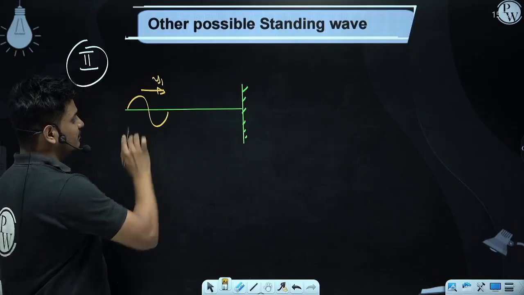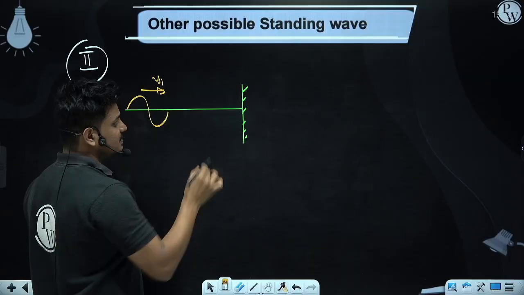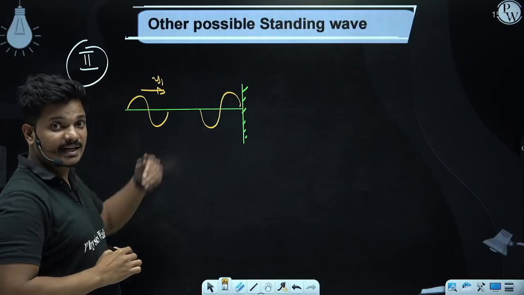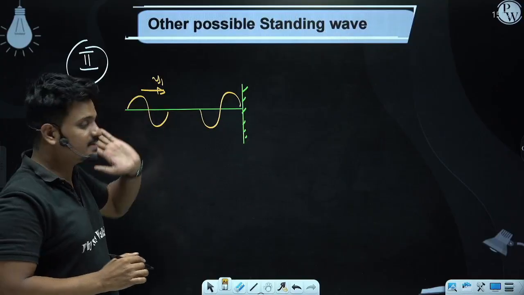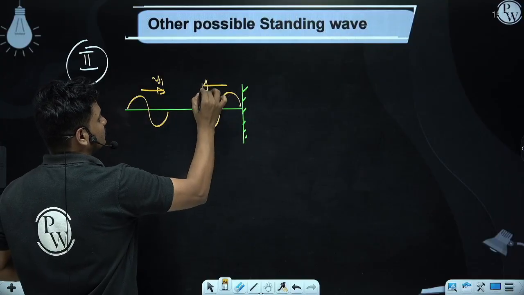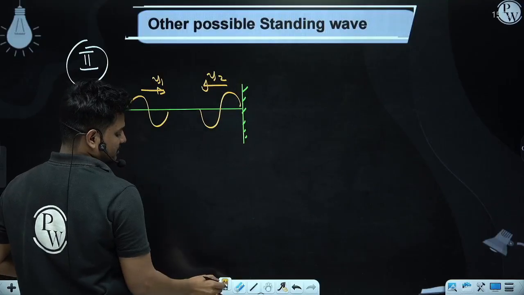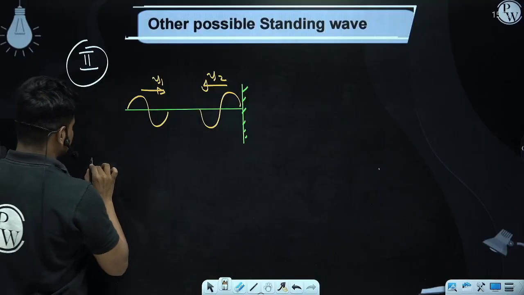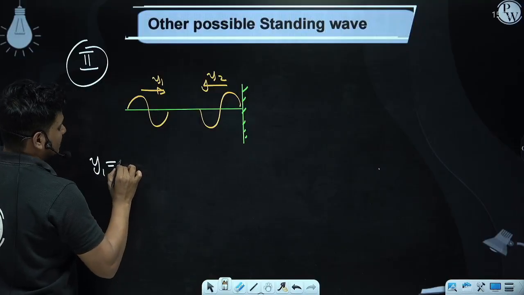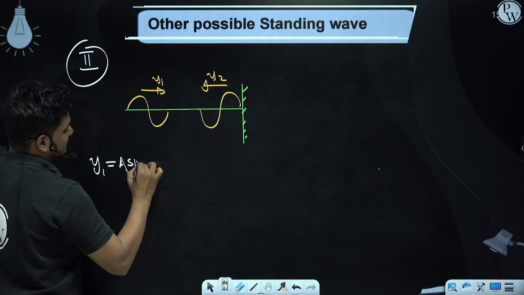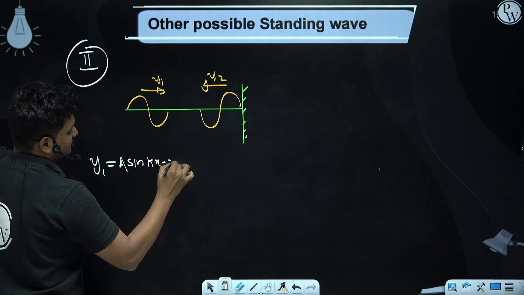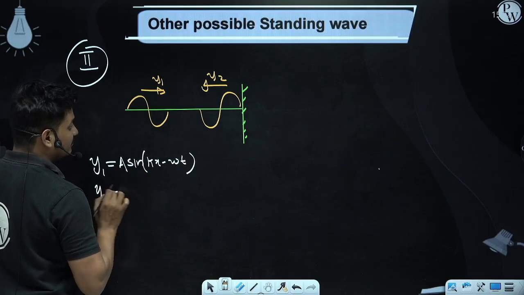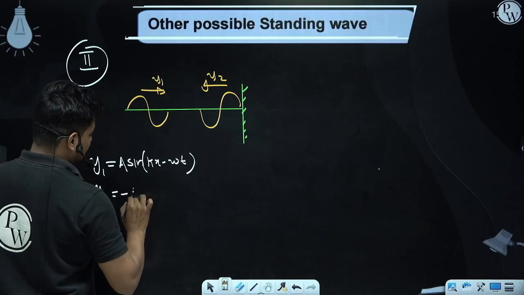Okay, so if this is incident at a rigid end, what happens? It faces a phase change of pi, which we already discussed, and this is our y2. So let's do our superposition. What is the y1 value? That is equal to a sin(kx minus omega t). Then what is y2? This is the reflected wave at a fixed end.